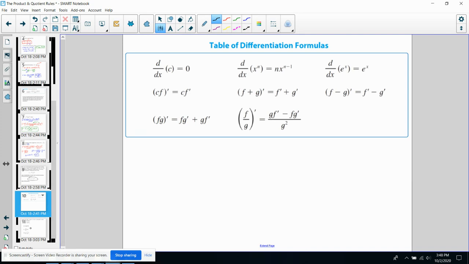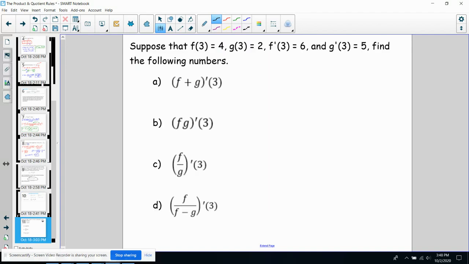And then the last thing that we're going to look at is just making sure we understand what we're using and how we're using it. So here we have information. f of 3 is equal to 4, g of 3 is equal to 2, f prime of 3 is 6, and g prime of 3 is 5. And we want to find the following numbers.